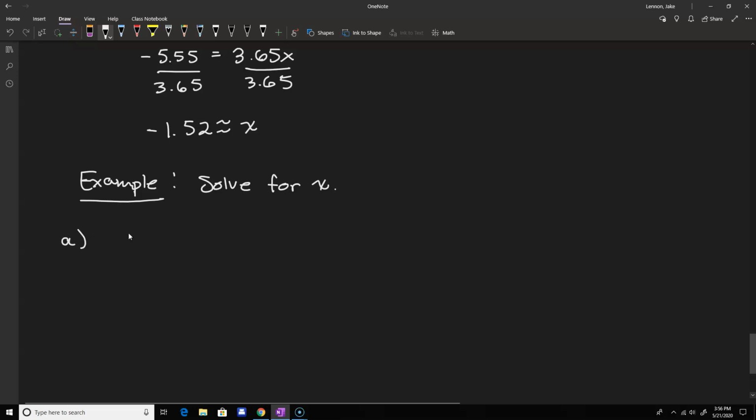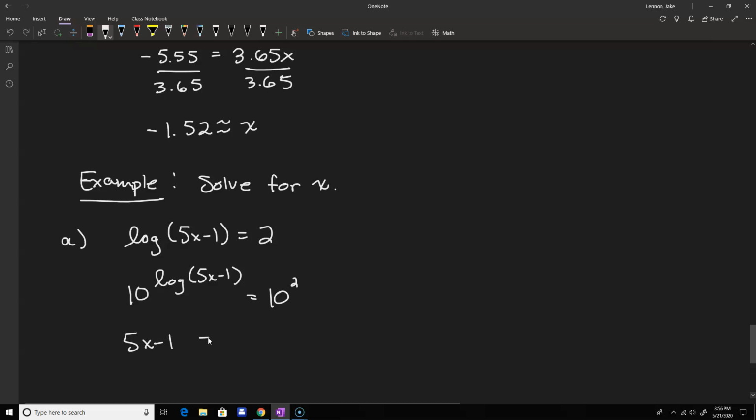So let's say we have the log of 5x minus 1 is equal to 2. So what we want to do is exponentiate both sides with base 10. So we want to make both of these sides exponents of 10. Why do we want to do that? Remember, 10 will cancel with log if the log is in the exponent. So on the left here, we just end up with 5x minus 1, and on the right, we have 100. So solving that, we just get x equals 101 over 5. Nothing too complicated.